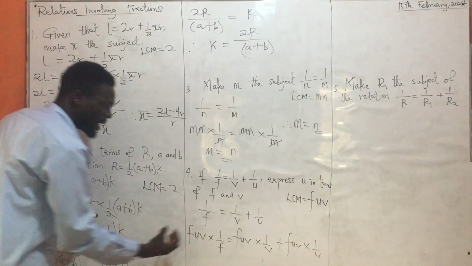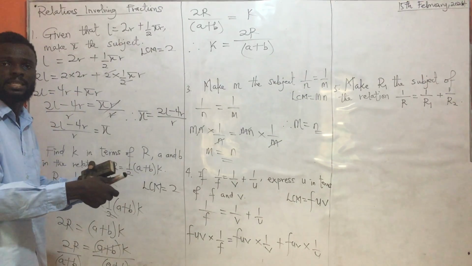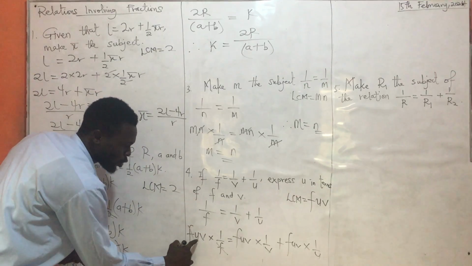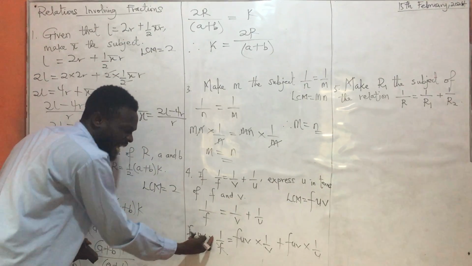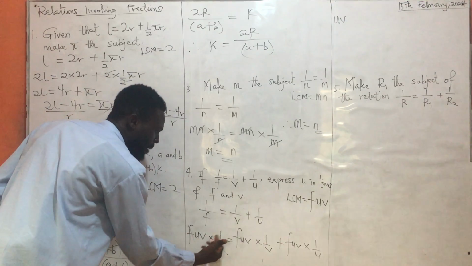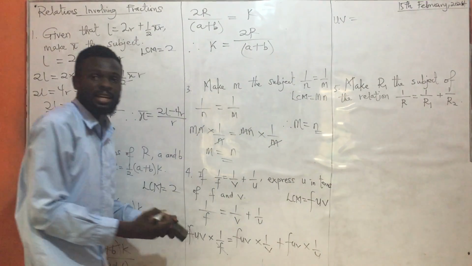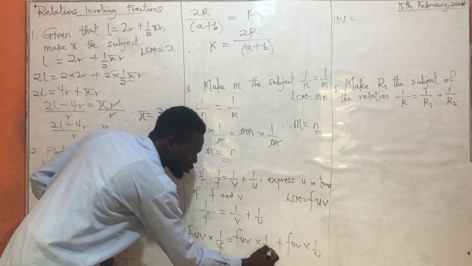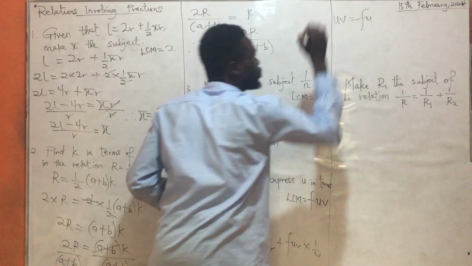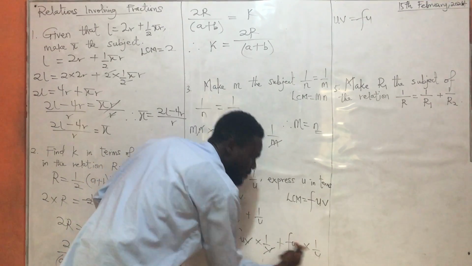You can see that. Now the moment you carry out the multiplication, there is cancellation that can be done. What are the cancellations? f can cancel f. So if f cancels f, you are left with uv times 1, which will give you uv, because any number times 1 is the number. Now this is equal to fuv times 1 over v. And also the v will cancel the v. And what are you left with? You are left with fu. Then you have plus fuv times 1 over u.